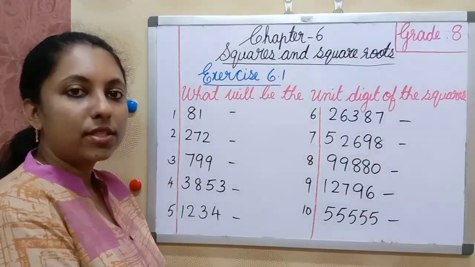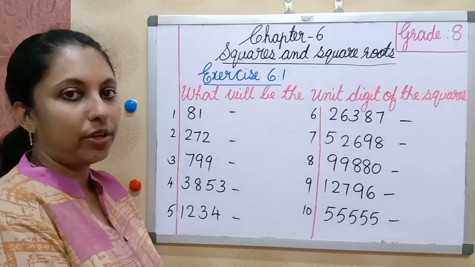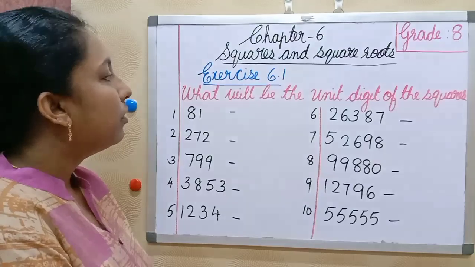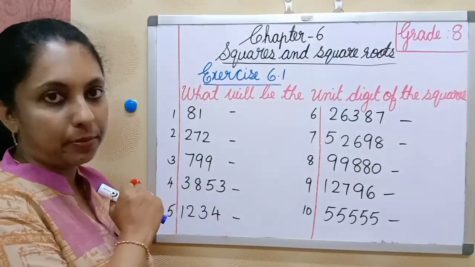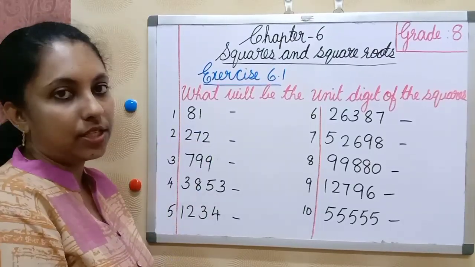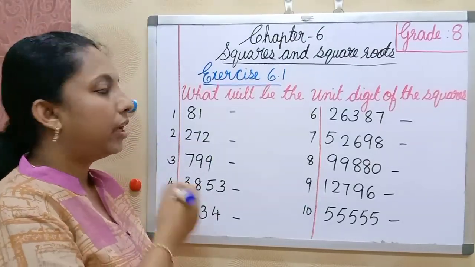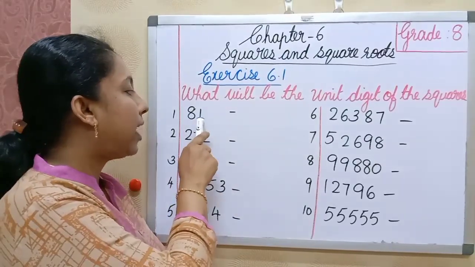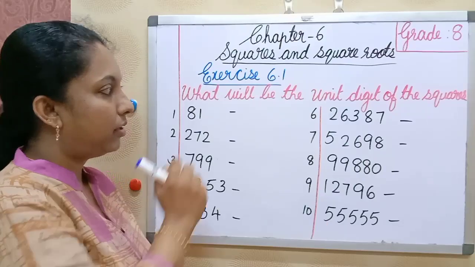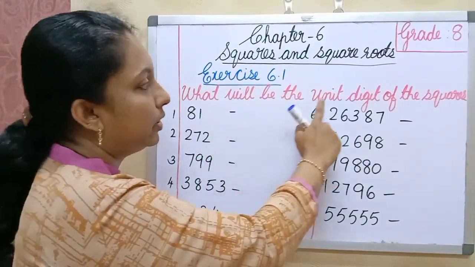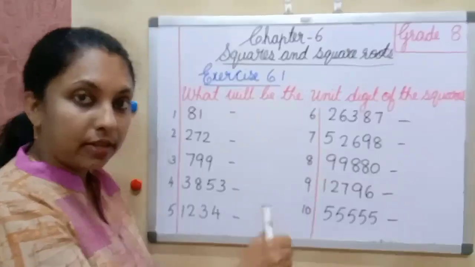Let us do a few questions from exercise 6.1. First question: What will be the unit digit of the squares of the following numbers? First one is 81. First you have to check the units place digit. What is our question? What will be the unit digit of the squares?